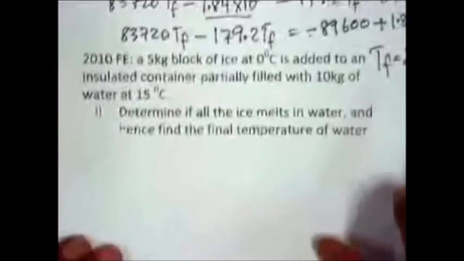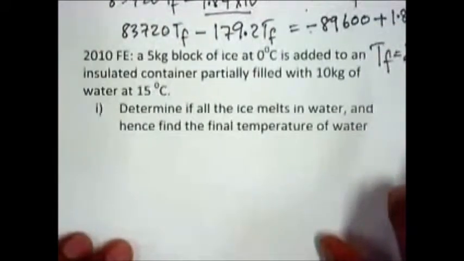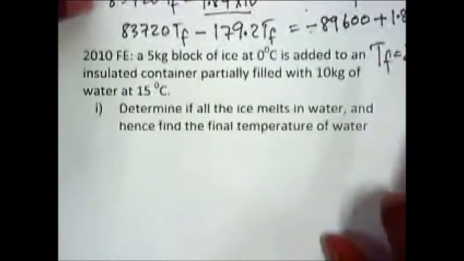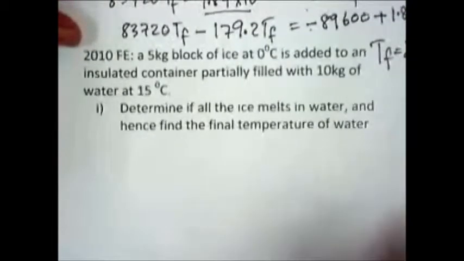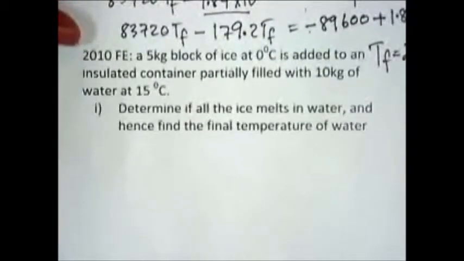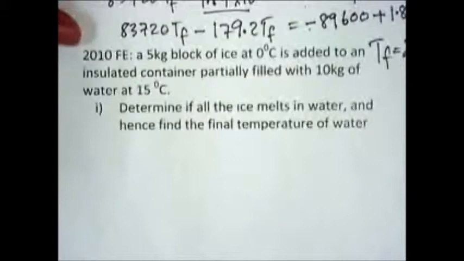Okay, another question from past year paper 2010 final exam. It says a 5 kg block of ice at 0 degrees Celsius is added to an insulated container partially filled with 10 kg of water at 15 degrees Celsius. Determine if all the ice melts in water, and hence find the final temperature of water.